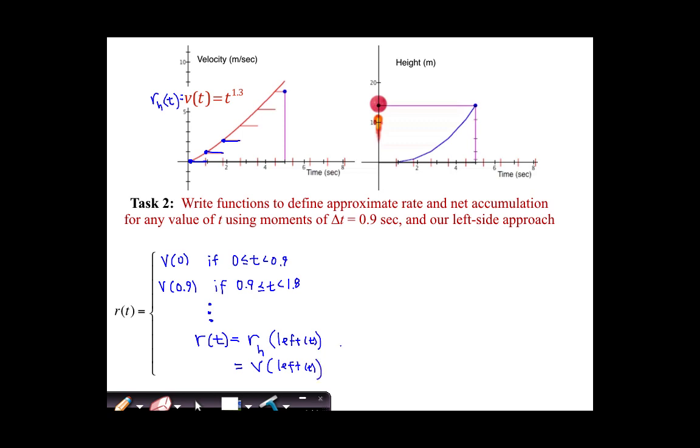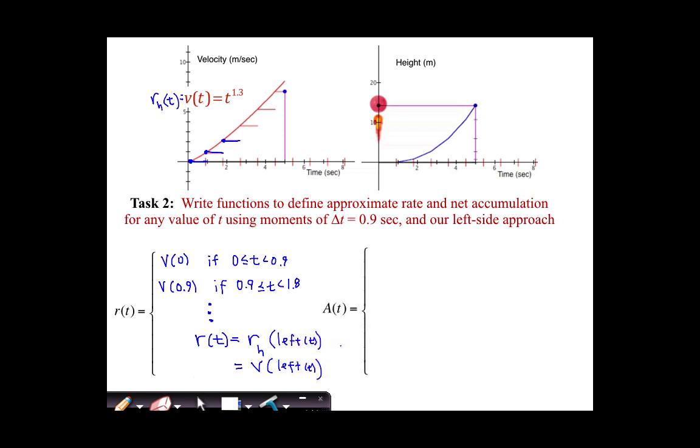So I could write a long piecewise function, but if you agree with me from the last problem that those long piecewise functions are really aggravating, we can find a way to write it shorter. V of left of t, or r sub h of left of t, always gives me the exact rate of the interval that I'm currently in. So if I want to describe the current rate at any point in time, I just do r of left of t, or r sub f or r sub h, whatever the letter is, of left of t. Left of x, whatever your variables might be for the question.